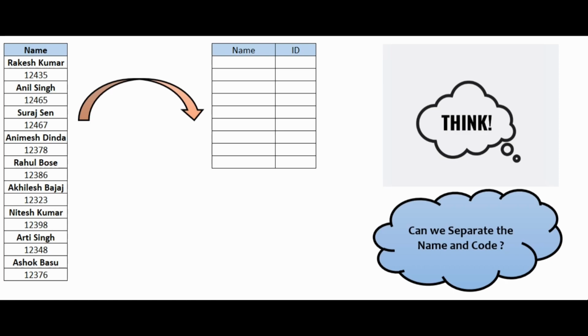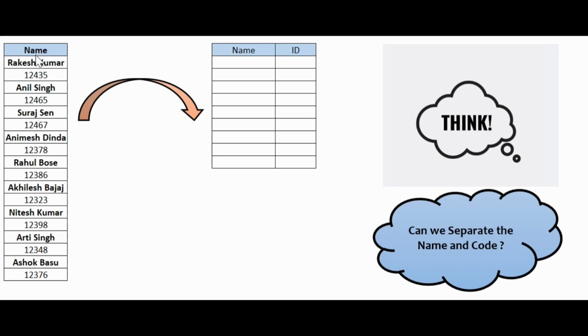So today our main agenda is, can we separate the name and code from a database? Here we can see a small database given here, and in this data we can see some names as well as IDs. We need to separate the names and the IDs into different cells. So let's see what we have to do.